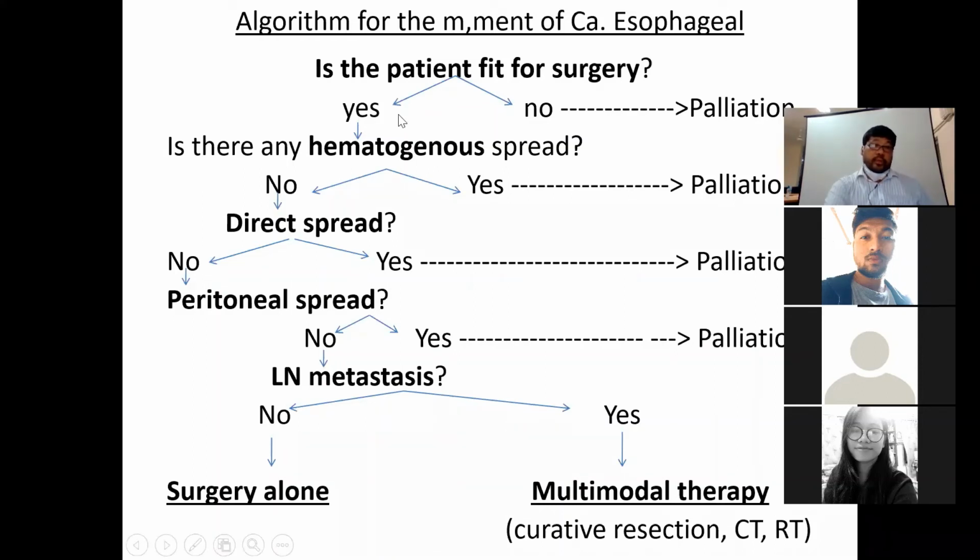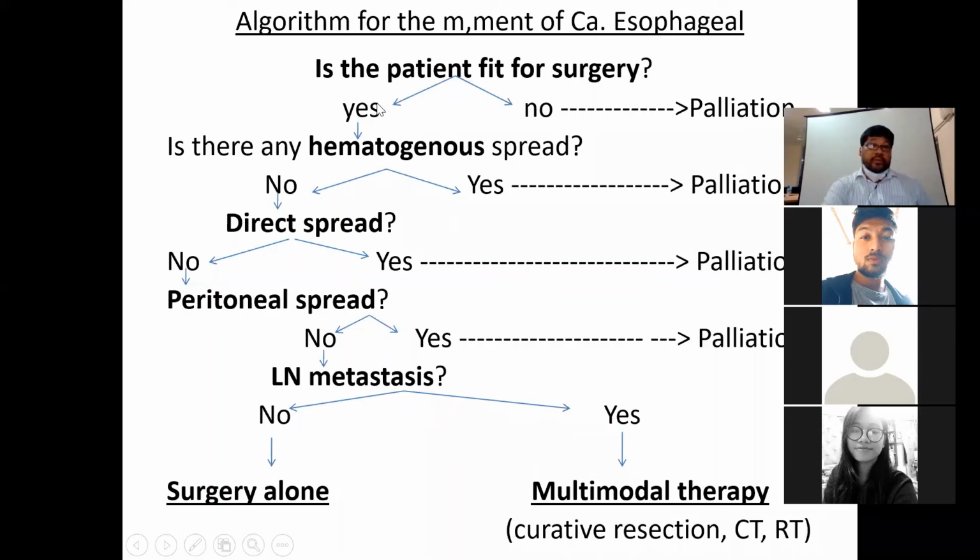So this algorithm shows if the patient is fit, yes, then we have to see whether there is any hematogenous spread or any direct spread, peritoneal spread, or lymphatic metastasis. If there is none of these, then we can go for surgery. But if the patient is not fit, directly palliation.